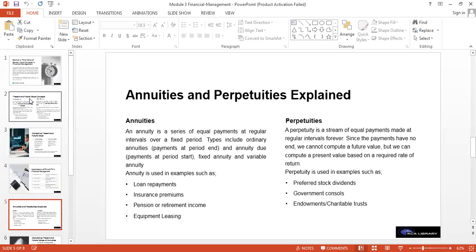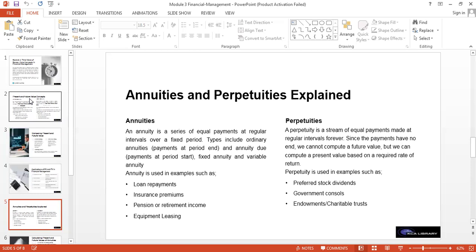We have the types of annuity to be the ordinary annuity, which is payment at period end, and annuity due, which is payment at period start, which is fixed annuity and variable annuity. So we have the ordinary annuity, the annuity due, the fixed annuity, and the variable annuity. Annuity is used in examples such as loan repayment, insurance premium, pension or retirement income, and equipment leasing.